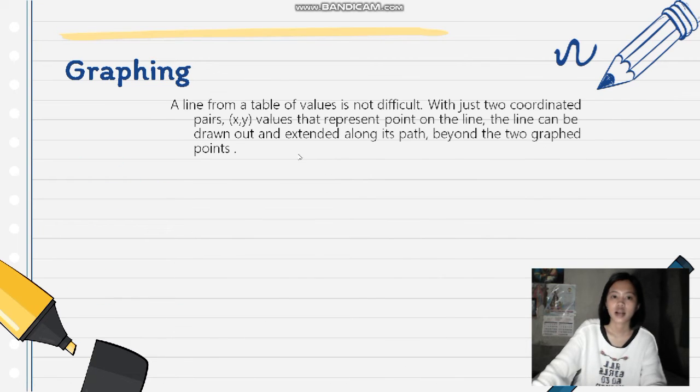Next, we have graphing. A line from a table of values is not difficult. With just two coordinate pairs, values that represent points on the line can be drawn out and extended along its path beyond the two graph points. Sa graph, gumagamit tayo ng mga points to connect. So, we have here an example.